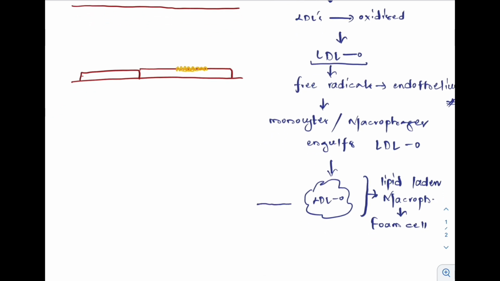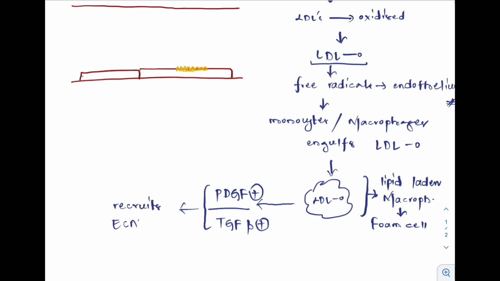These foam cells will activate the platelet-derived growth factor and transforming growth factor beta. On activation of these two factors, there will be recruitment of extracellular matrix. What is meant by extracellular matrix? It is a composition of smooth muscle cells plus collagen.